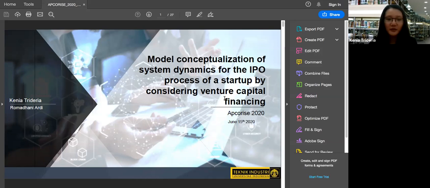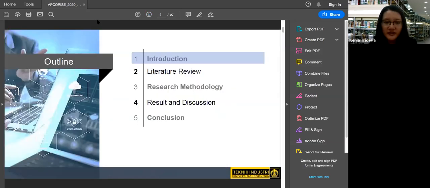Ramadhani Ardi and I about model conceptualization of system dynamics for the IPO process of a startup by considering venture capital funding. So, during this presentation, I will be explaining the background for this research, the literatures we are using, the method used for this research, and I will also be explaining result and discussion of this research. And in the end, there will be a conclusion.